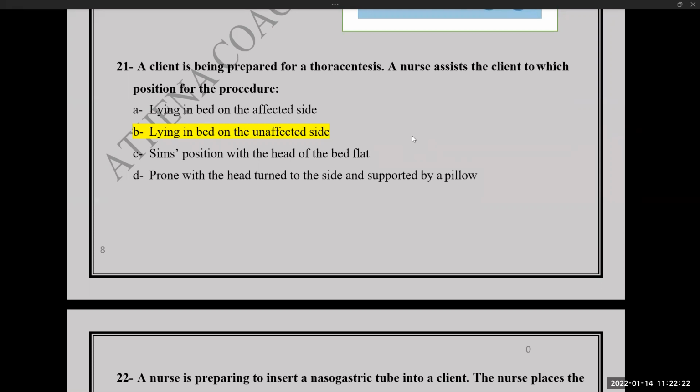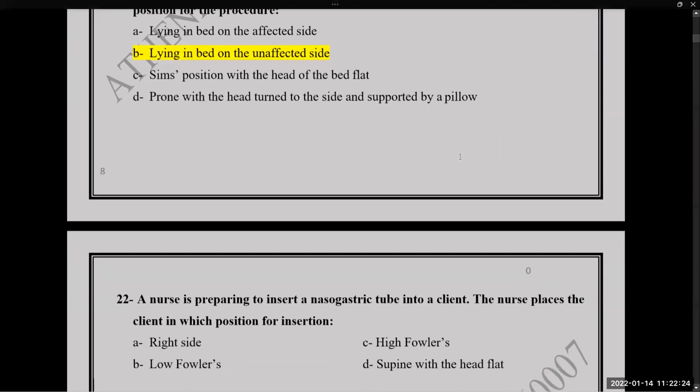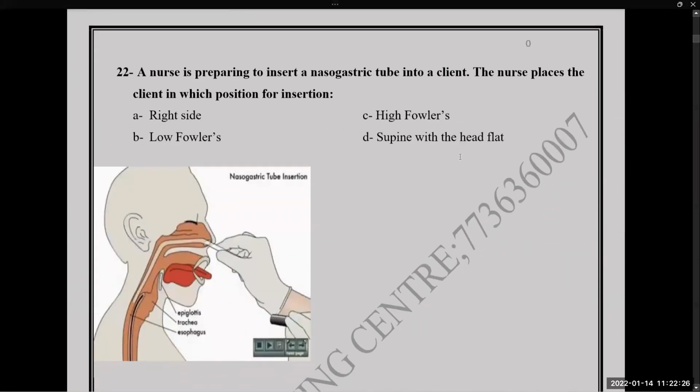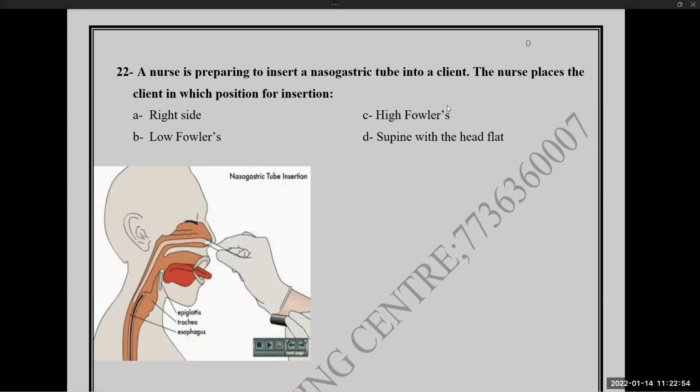Next. The nurse is preparing to insert a nasogastric tube to a patient. The nurse places the client in which position for insertion? High Fowler's. What is the position? High Fowler's position. Okay. What is the indication for nasogastric tube insertion? For giving the feed.